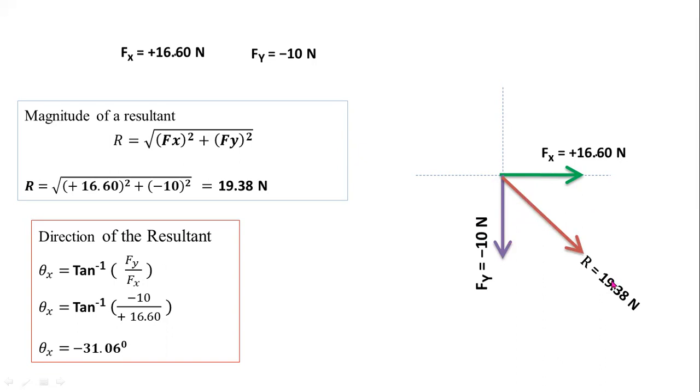Okay, resultant lies in fourth quadrant, because here the x-axis value is positive and y-axis value is negative. That's why the resultant always lies in fourth quadrant for this problem. And the angle of this resultant is theta x. Theta x equal to minus 31.06 degrees. Minus sign indicates clockwise direction. So this is the position of a resultant. This is a single force.